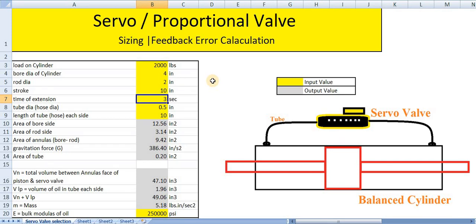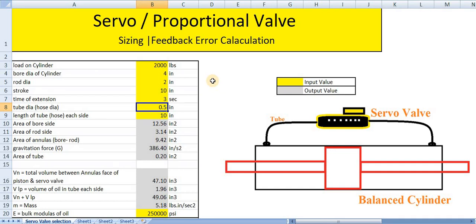I have considered 3 seconds. You can change it as your application demands. And the tube size is basically the hose diameter. It's always recommended that you put the servo or proportional valve near your actuator, so it will be easy to tune and easy to get feedback quickly, and that's why it's recommended.